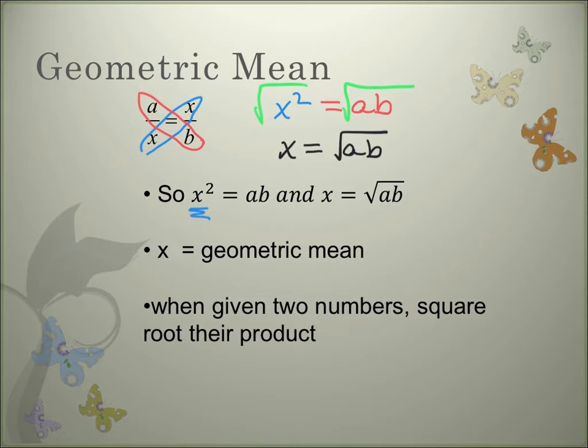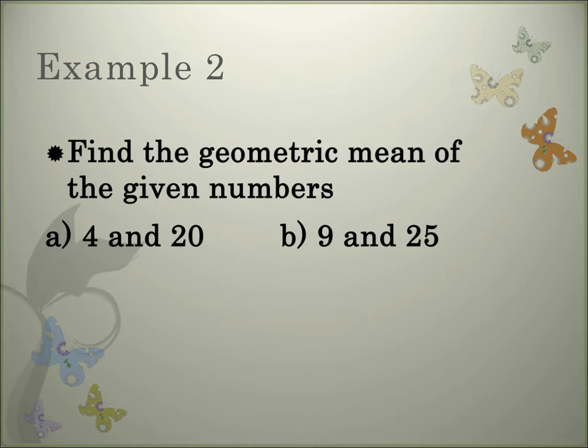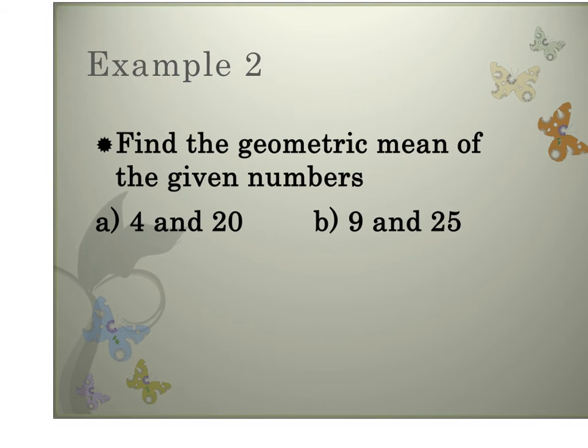But if you're ever given a question to find the geometric mean of two numbers, what you're going to do is take the two numbers, multiply them, and square root that product. Now, what I can do here is I could multiply 4 times 20, but I get 80. And then I have to break it back down again. So what I like to do is instead of multiplying them, do my factor tree before I multiply. And then look for the perfect squares.